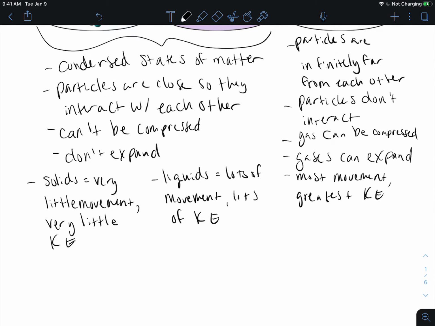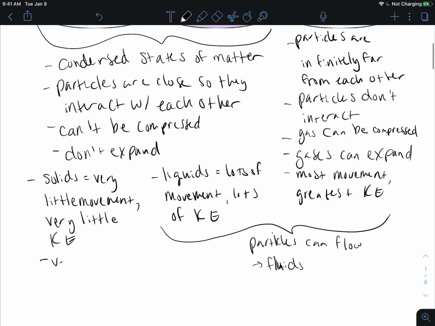And then both our liquids and our gases are states of matter where the particles can flow. So particles can flow. So these are considered fluids. So we have fluid movement where everything's tumbling over each other. Our solid is a very organized structure. So things are not moving, they're not fluid.